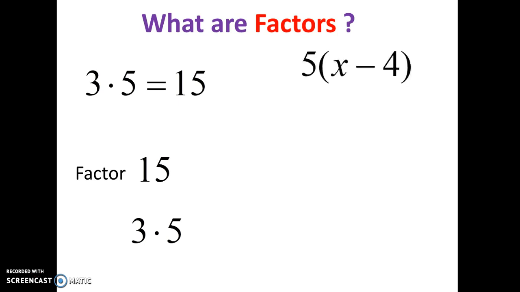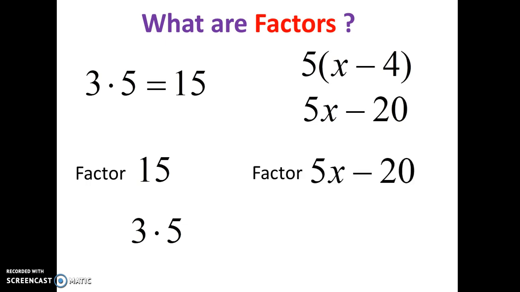Likewise, in algebra, we can do the same thing. Right now we have an expression, 5 times (x minus 4). If we multiply through, we get 5x minus 20. So, going backwards, if you began with that expression and somebody said factor it, you would think, how can I rewrite this so that it is a something times something?